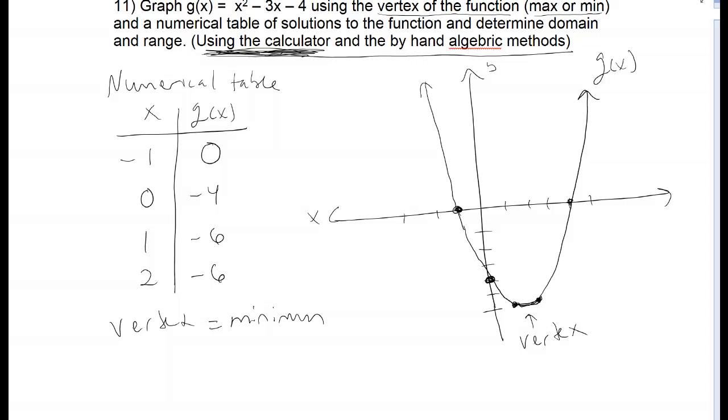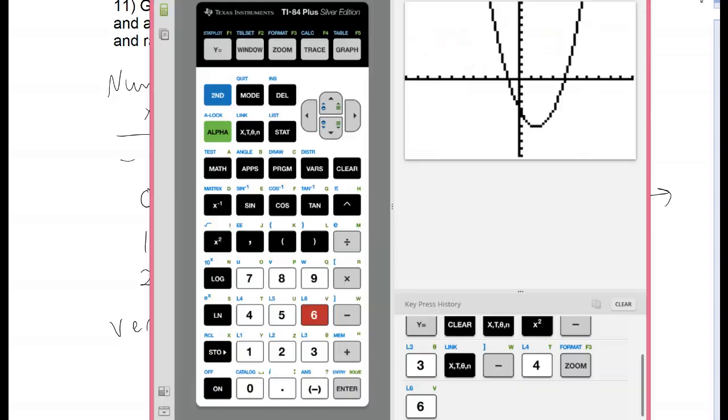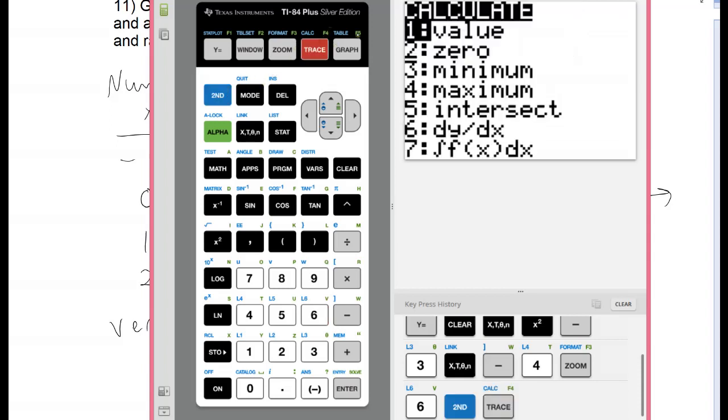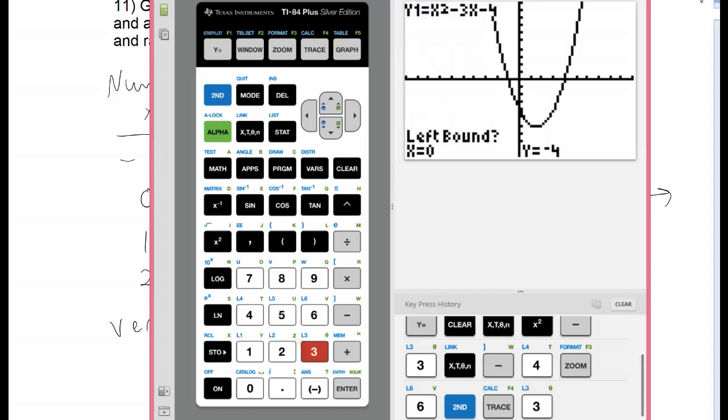Okay, so when we go to the calculator, there's a way to do that on the calculator. If you have a TI-84 or 83, any calculations on the calculator are always found under second trace. So you hit the second button, then trace, and then you've got value, zero, min, max. I want to find my minimum, so I select 3.